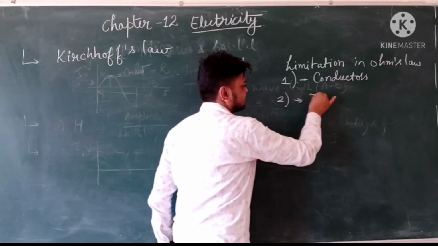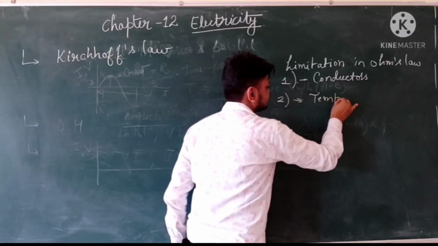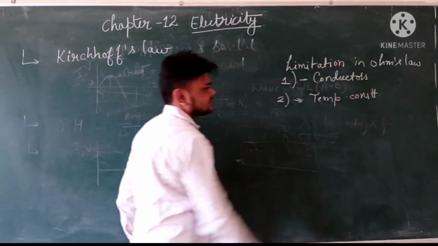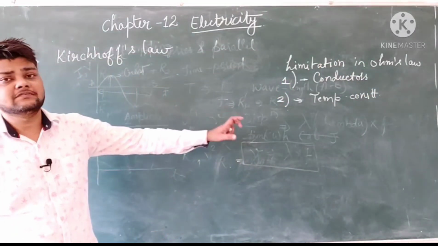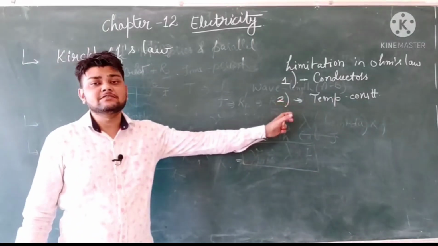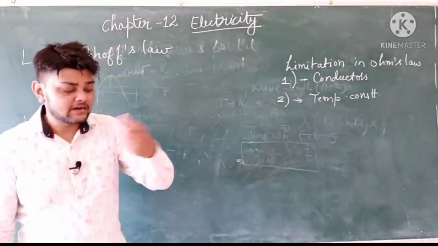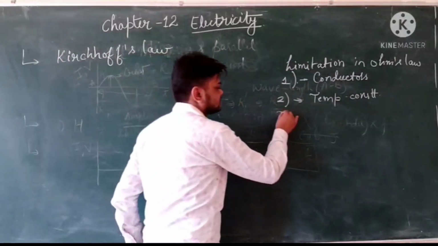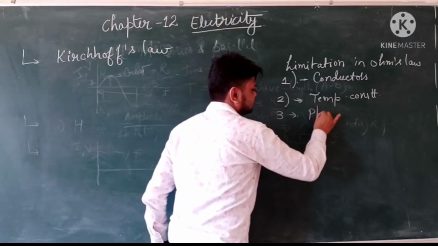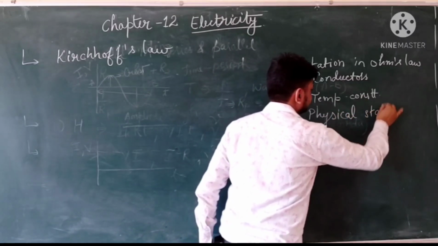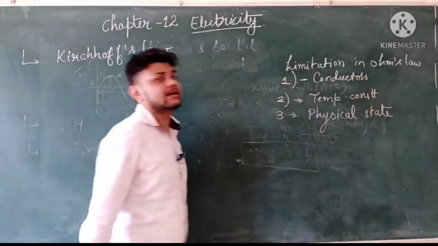Second, the temperature should be constant. If temperature is changing, if suddenly during the flow of current in the circuit the wire melts or the wire shape or size changes, then how to deal with that? That is one of the limitations. That is physical state and temperature. If they are varying, what will happen?